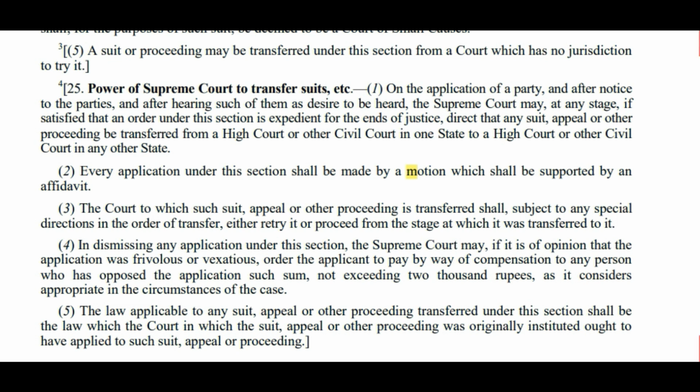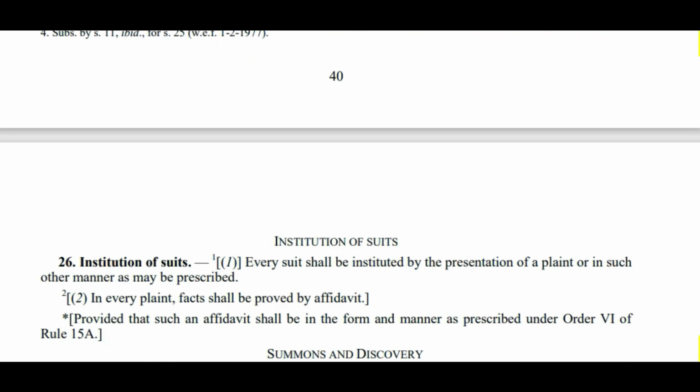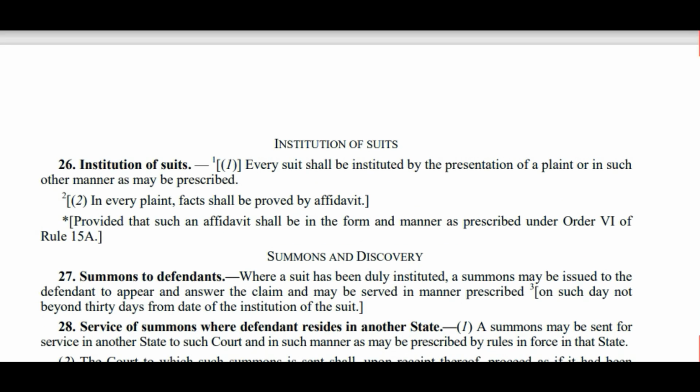Let us move to 25, subsection 5. The law which is applicable to a suit, appeal or other proceeding which is transferred shall be the same as that from which it was transferred. To put it in a simple manner, if there is court A and court B, and the case is transferred from court A to court B, in that case, the law which is applicable to the suit, appeal or proceeding will be the same as it was used in A. So B will apply the same law which was applied by court A. Let us move to section 26, institution of suits.